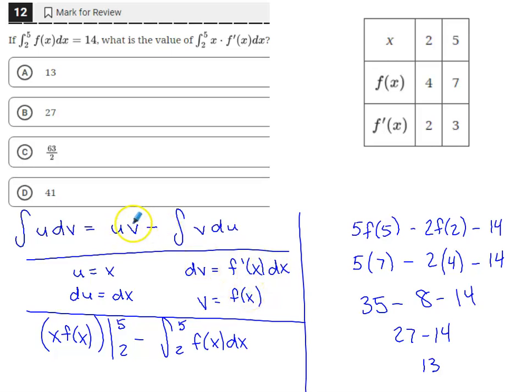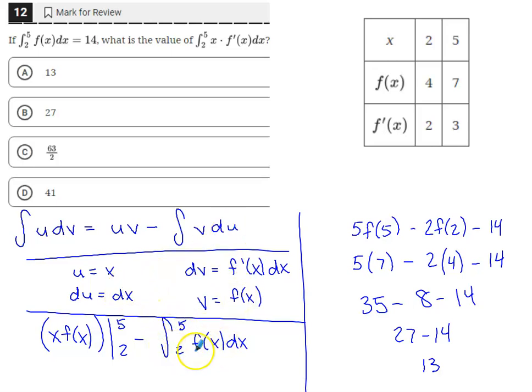So now if I apply the right-hand side of the formula for integration by parts, I need to express u times v, so that's x times f of x. That does have to get evaluated at the upper limit and the lower limit, and we have to take a difference. And then I need to subtract off the integral from 2 to 5 of v, which is f of x, du, which is dx.